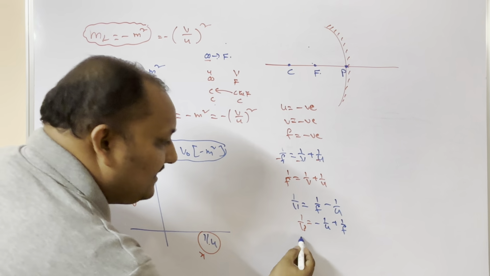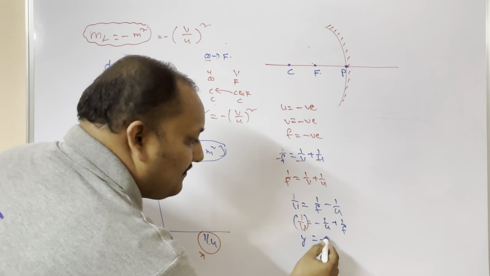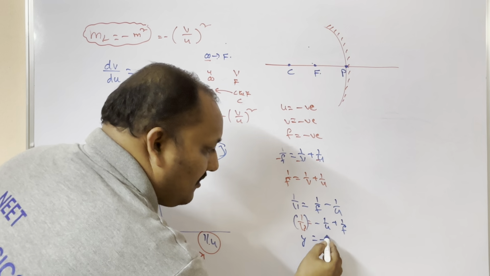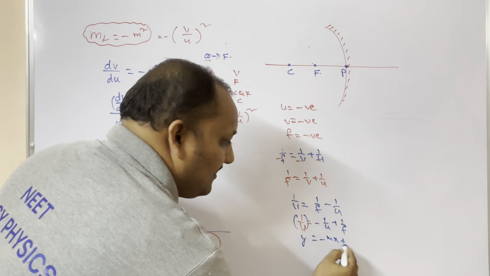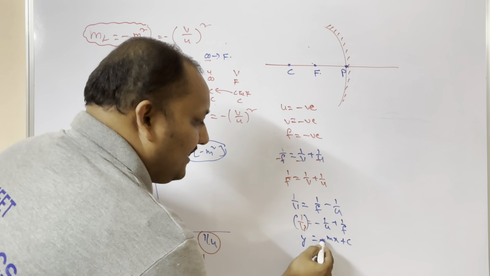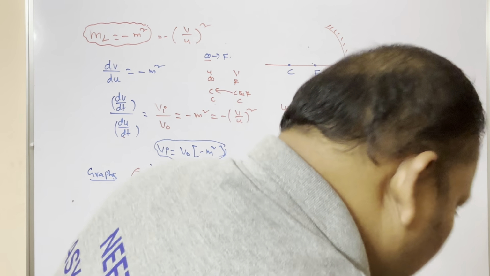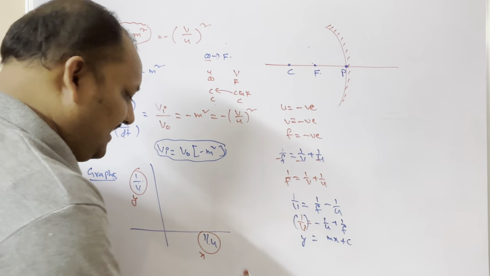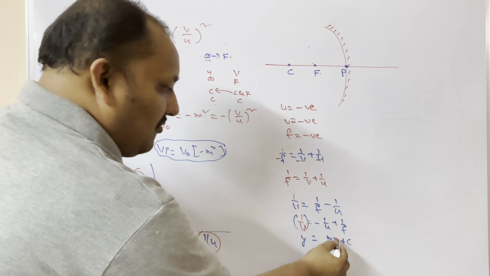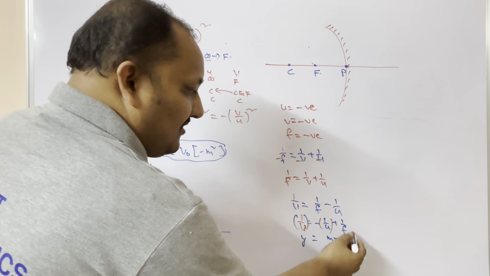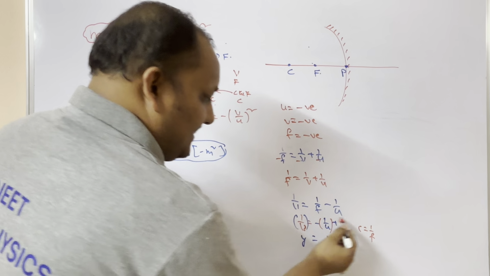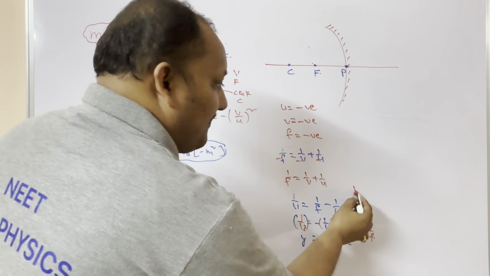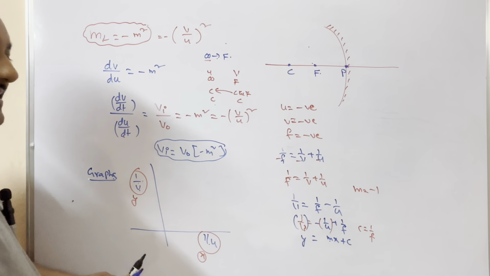Now compare with y equal to mx plus c. Otherwise, you can take directly y equal to mx plus c and just write the equation. In place of x, 1 by u is there. In place of c, 1 by f is there. In place of y, 1 by v is there. In place of m, what is there? Minus 1.